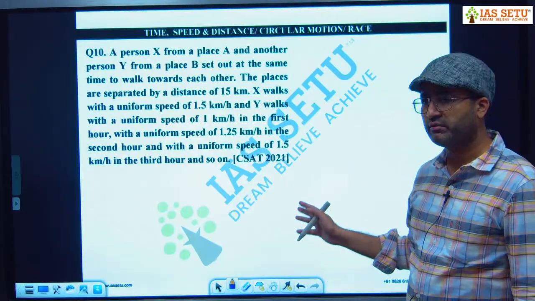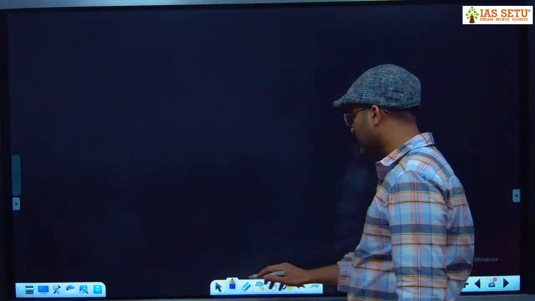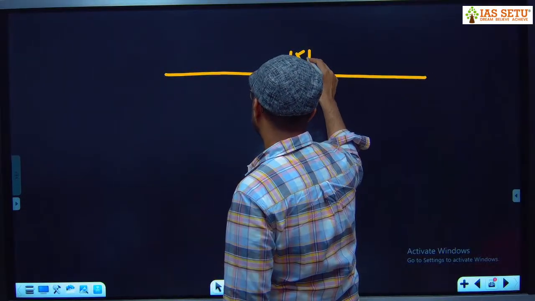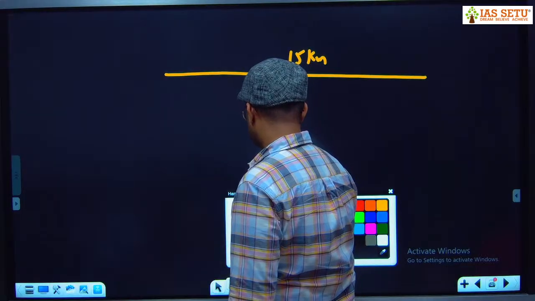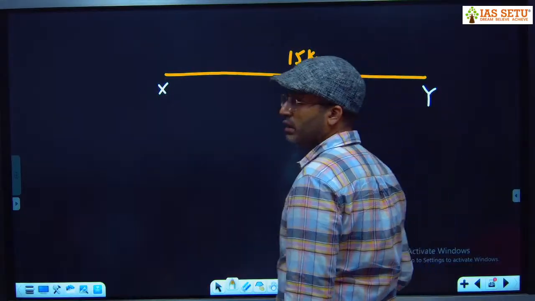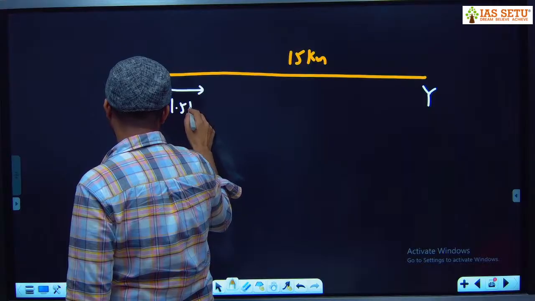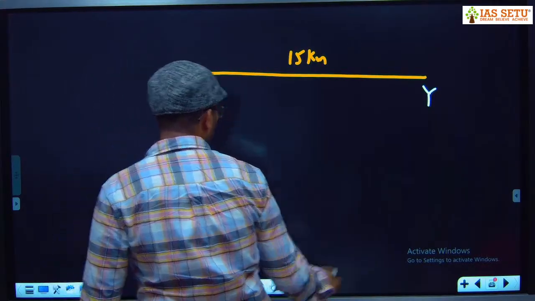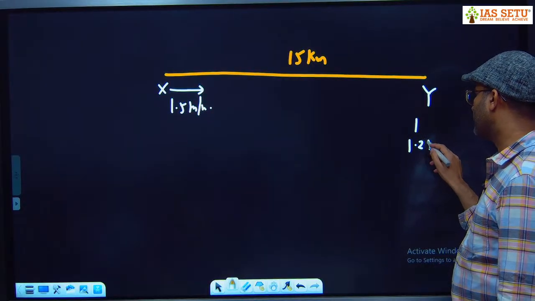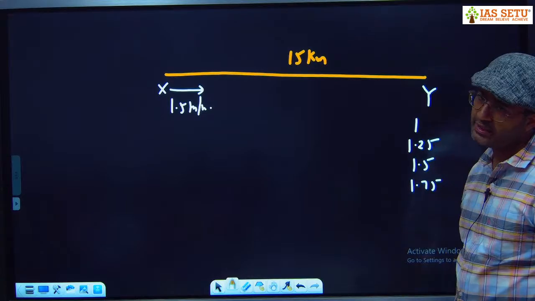There are two statements given and we have to check out of these two statements which is correct. First you understand the question. There are two places which are 15 kilometer apart, and there are two person X and Y. This is X, this is Y. This X walked with a uniform speed towards Y 1.5 kilometer per hour, and Y in 1 hour 1, next hour 1.25, then next hour 1.5, then 1.75, and so on.